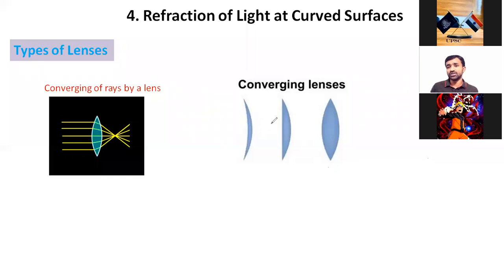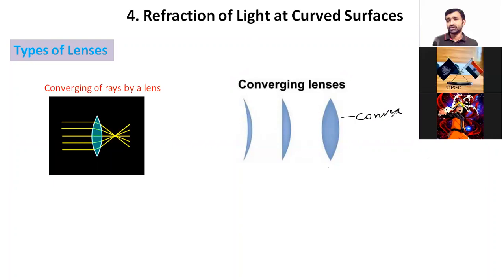The right side surface is convex for all of them, right? Then observe them. They have sharp edges. Whatever the left surface may be, look here, sharp edge. So these are converging in nature after refraction.